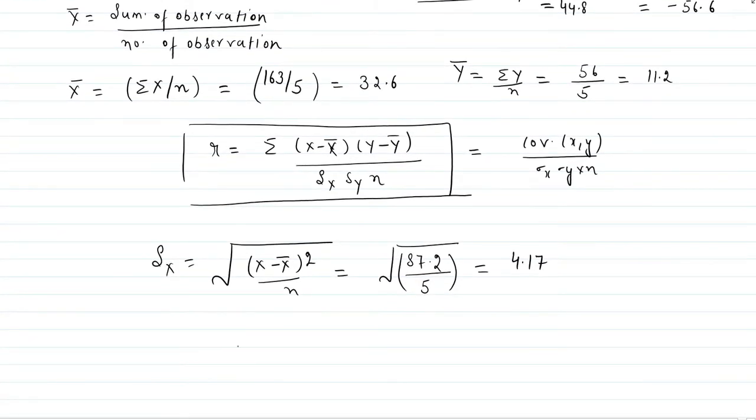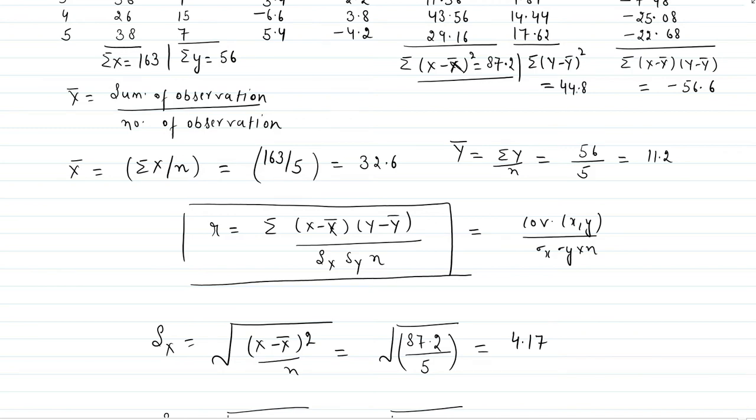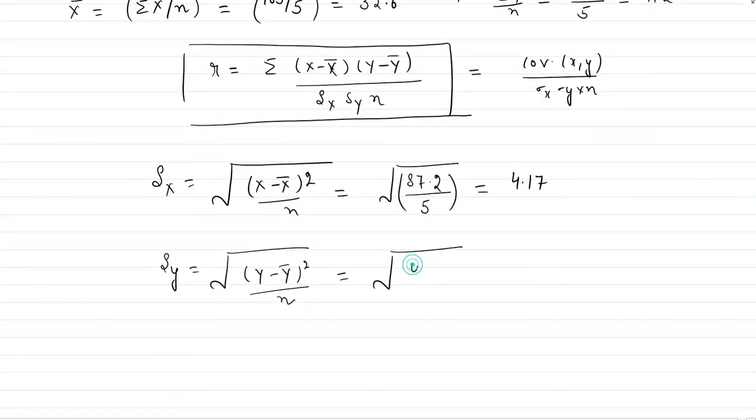Now we also have to find sy, so that we can put it in the formula. sy is the square root of the summation of y minus y bar whole square upon n. The summation of y minus y bar whole square is 44.8, so let's put it: 44.8 divided by 5, which comes out after solving to 2.99. Now I have the values of sx, sy, n is also known, and the product of x minus x bar and y minus y bar.